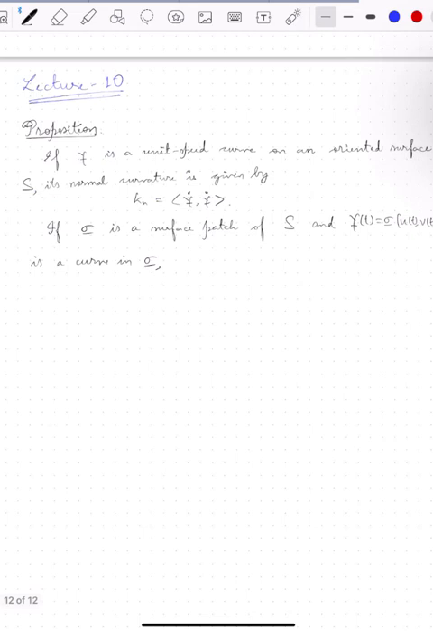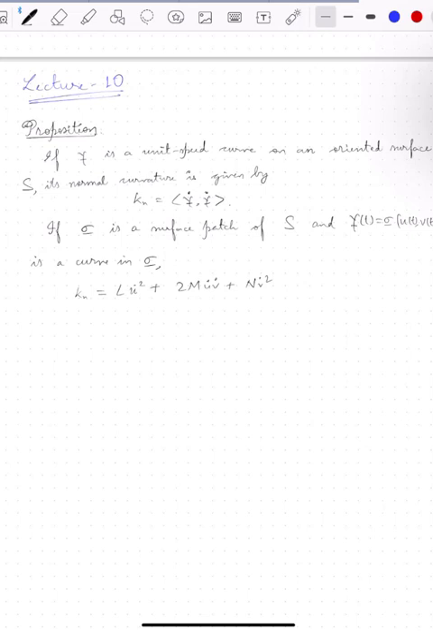Then kappa n is equal to L u dot squared plus 2m u dot v dot plus n v dot squared. So this is how we define the normal curvature of the curve lying in the surface, right? Okay.